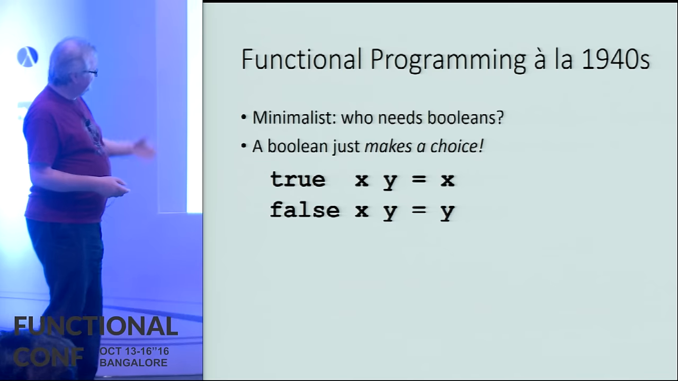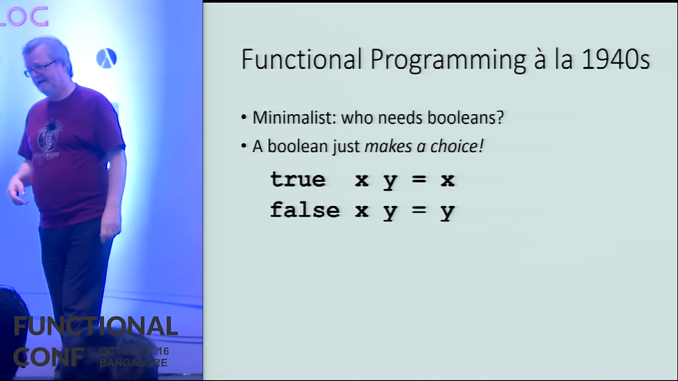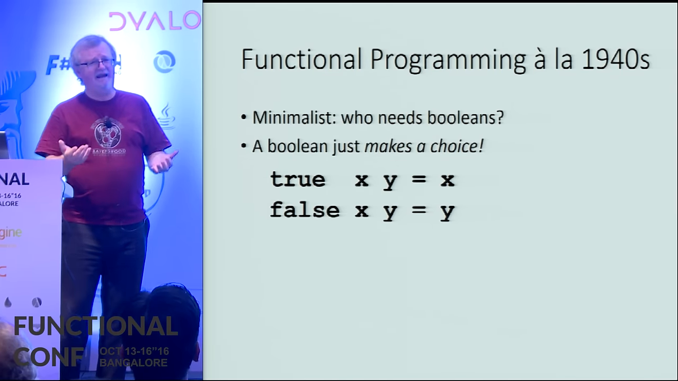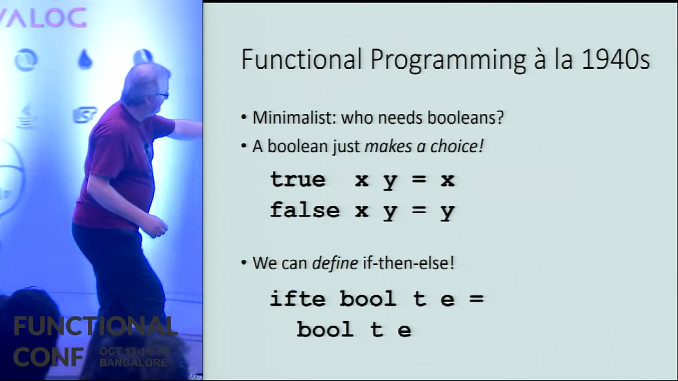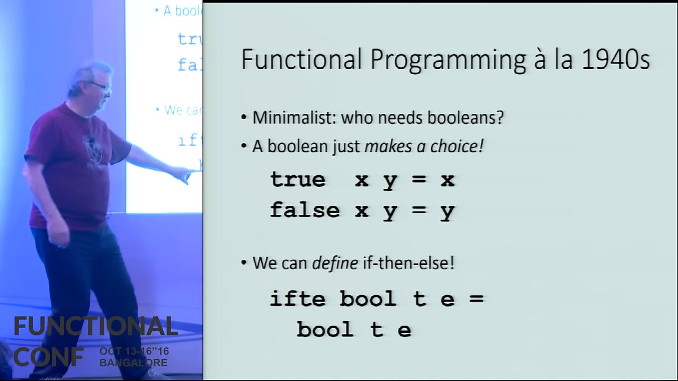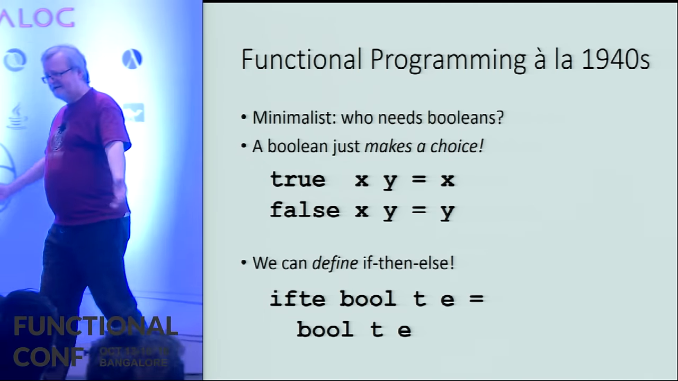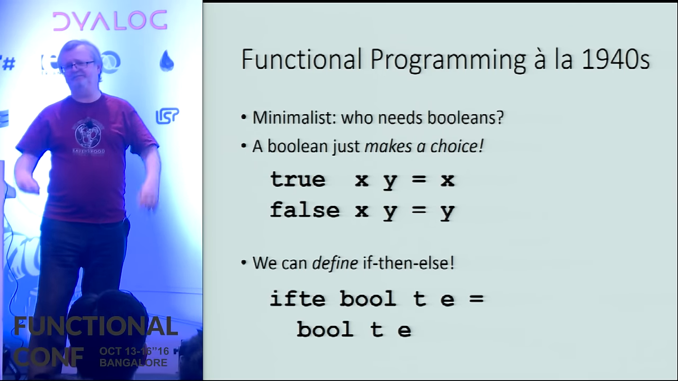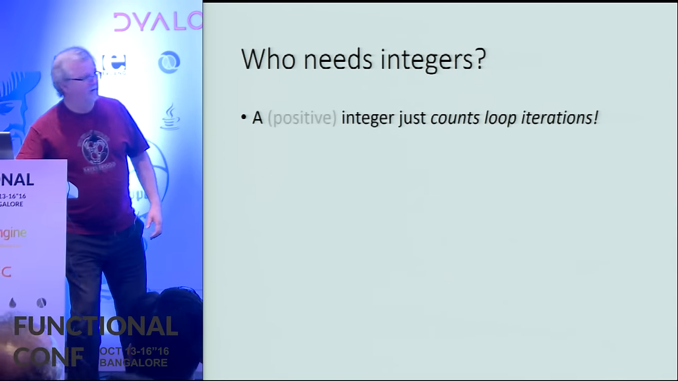So back in the 40s, people thought, let's represent Booleans this way. And well, do these really work as Booleans? If so, we should be able to define if-then-else. And yes, we can. It's easy. We define if-then-else to take a Boolean, the then branch, and the else branch, and it just calls the Boolean to make the choice between the then and else branches. So that's great. We've got functions that behave like Booleans. We don't need Booleans.